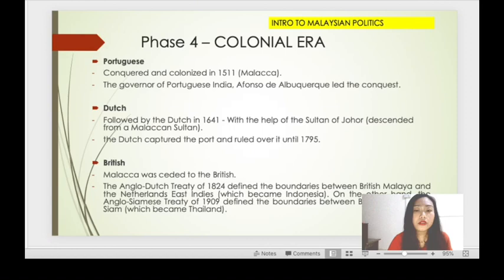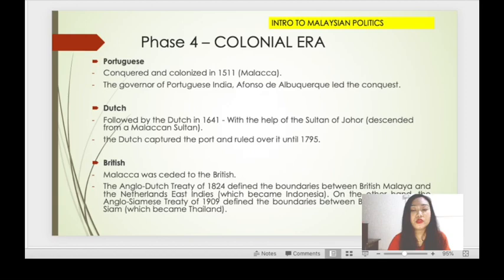Okay, so the Portuguese came and conquered Malacca in 1511, which was led by the governor of Portuguese India, Alfonso de Albuquerque. I don't know how to pronounce that. Maybe you know it well. This was a milestone for the Western colonists looking to extend their empire to the East Indies.